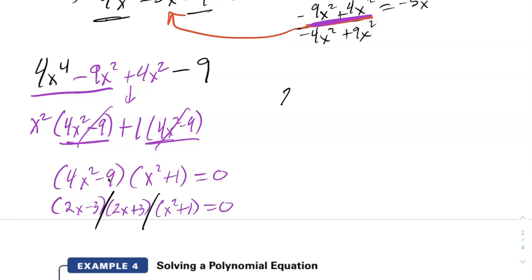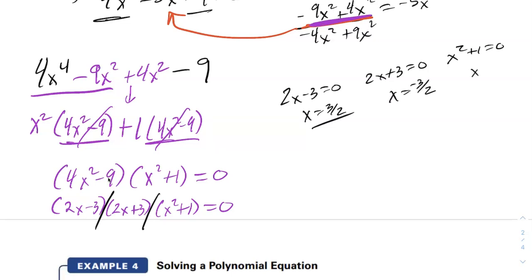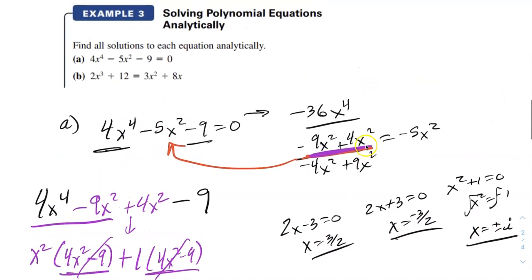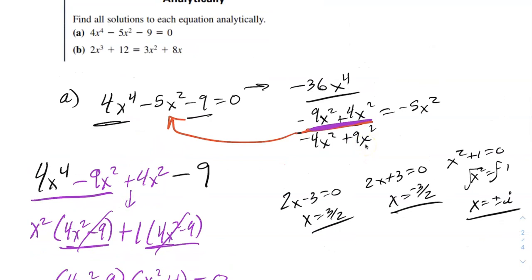We're going to get 2x minus 3 equals 0, 2x plus 3 equals 0, x squared plus 1 equals 0. Move it over, x equals 3 halves. x equals negative 3 halves. Over here we're going to get x squared equals negative 1. Square root both sides, and you get x equals plus and minus i. Square root of negative 1 is i. And there are 4 answers, right? We needed 4 answers since it's x to the 4th, and we have 1, 2, 3, and 4. So that's A. I was just solving that.